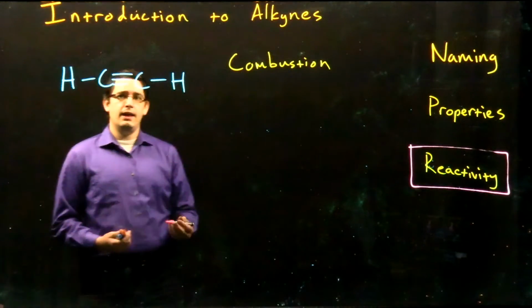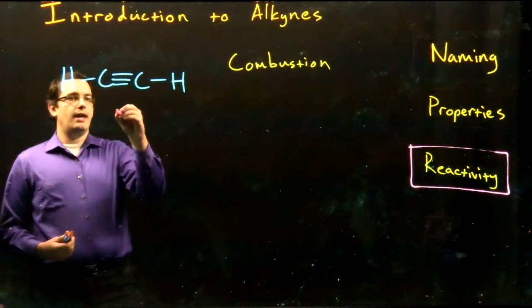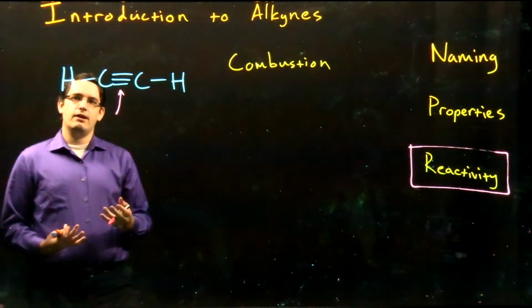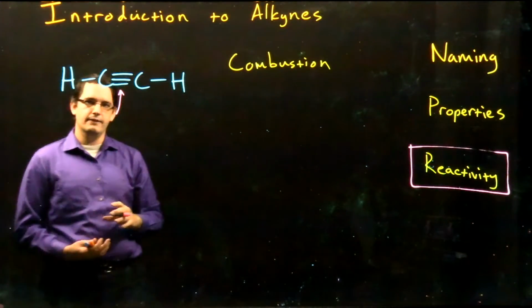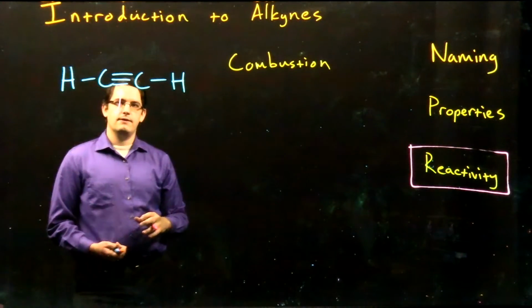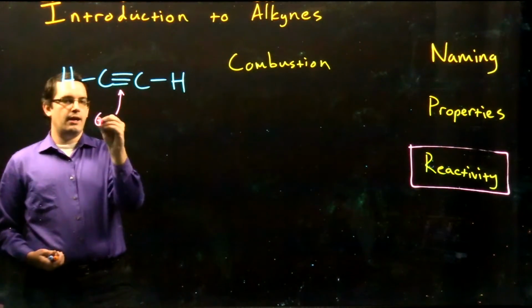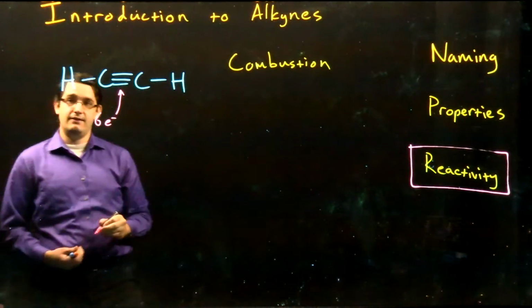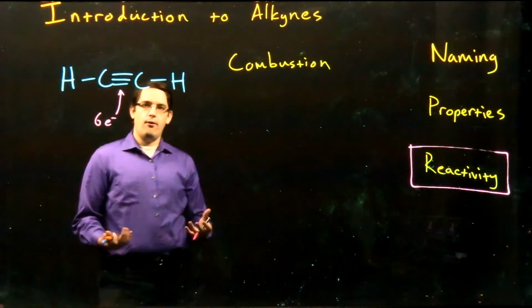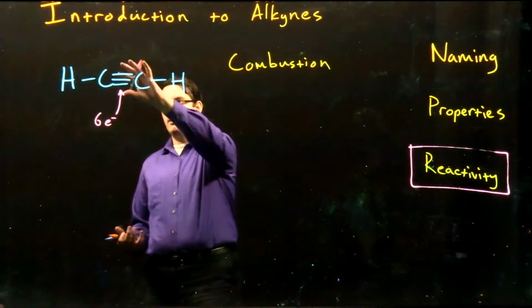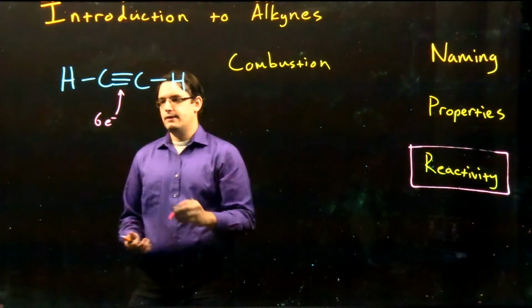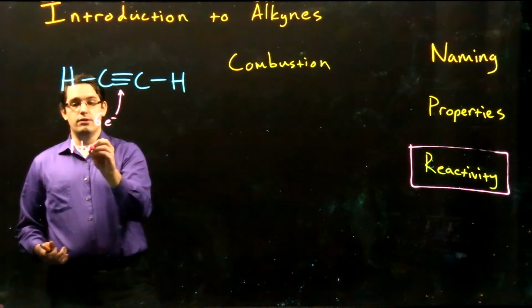Now remember, with our alkenes, we mentioned that we have this high electron density because of all the electrons in these pi bonds between our 2 carbons. So with our alkyne, we now have 6 electrons instead of the 4 for our alkene, and we have a very electron-rich center between our 2 carbons. So that makes this somewhat nucleophilic.